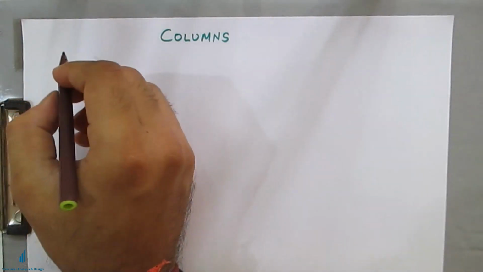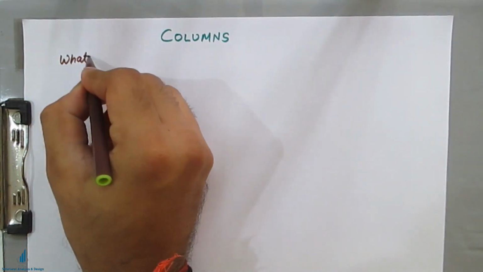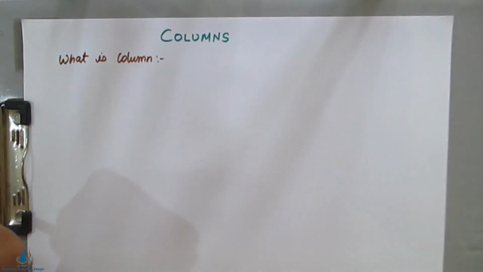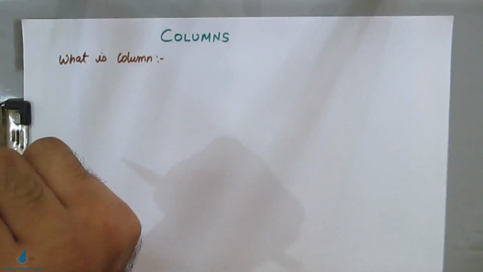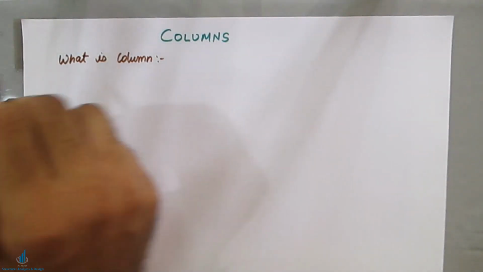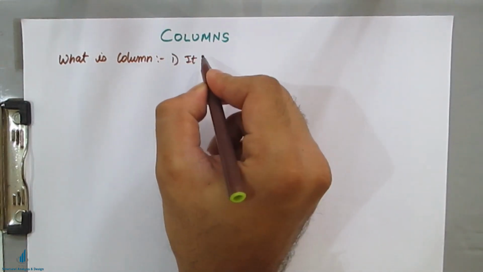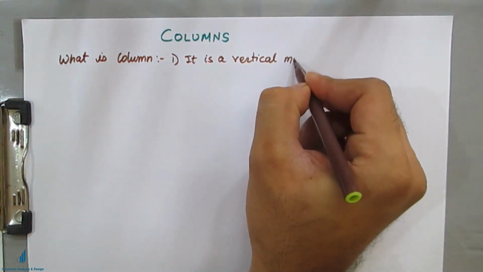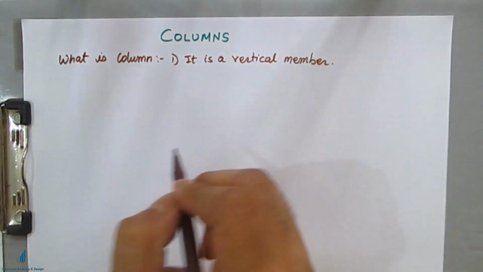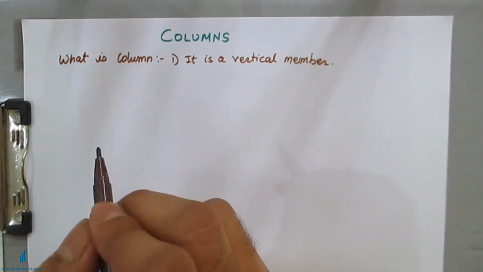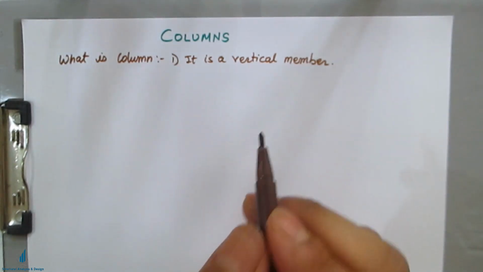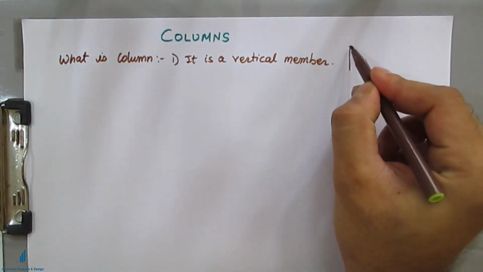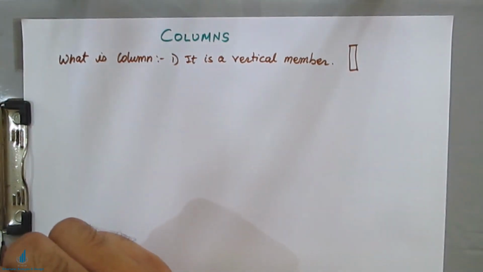So basically, what is a column? The first question I will write here is, what is a column? The easiest thing which will come into your mind is, it is a vertical member. Whenever the word column comes, immediately what comes to your mind is, it is a vertical member. It is nothing but like this, standing, the vertical member.